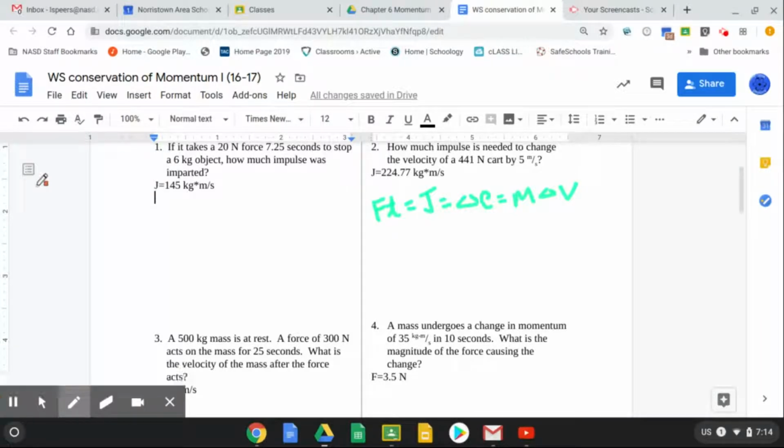I come over here and say Ft, force times time, equals J. So my force, 20 newtons, times 7.25 should equal J, the impulse imparted. And when I multiply those two things, I should get my answer.